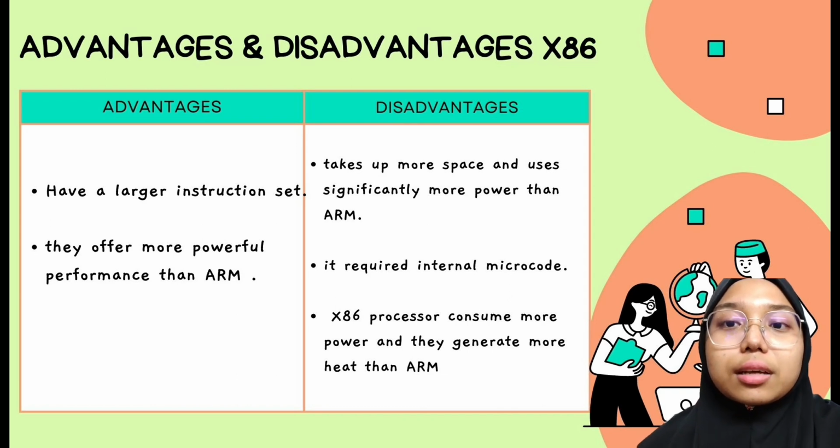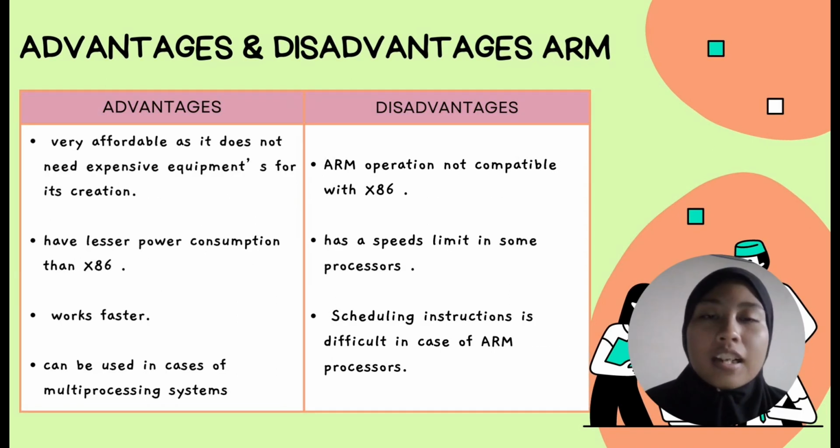Last but not least, X86 processors consume more power and they generate more heat than ARM, and it causes overheating. This is because X86 processors deliver high performance with the use of many registers.